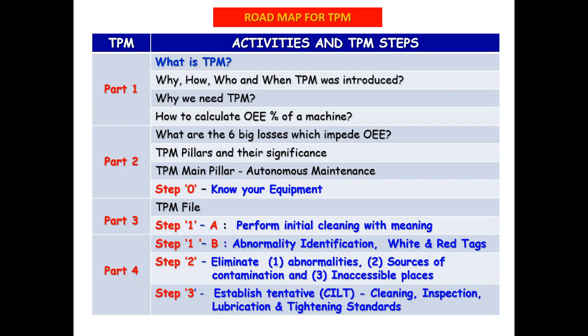This is a roadmap, steps and activities to be carried out for implementing TPM. TPM is divided into 7 parts for simplicity and for better understanding stepwise. The main topics are what is TPM, etc. Step 0, know your equipment. Step 1, that is perform initial cleaning and abnormality identification. Step 2, that is eliminate abnormalities, source of contamination and inaccessible places. Step 3, that is establish tentative cleaning, inspection, lubrication and tightening standards. And lastly, how to kickstart TPM.